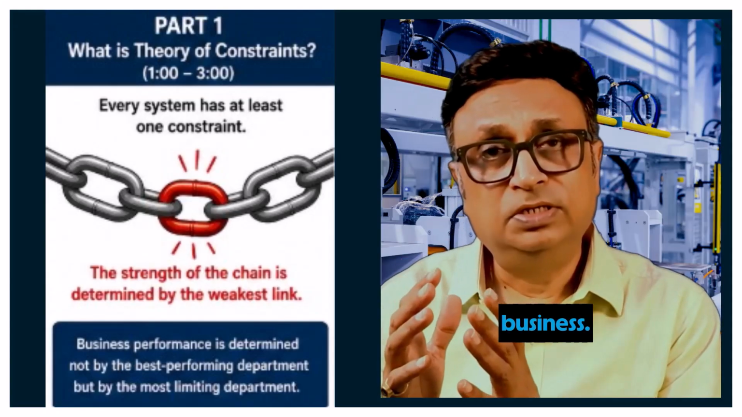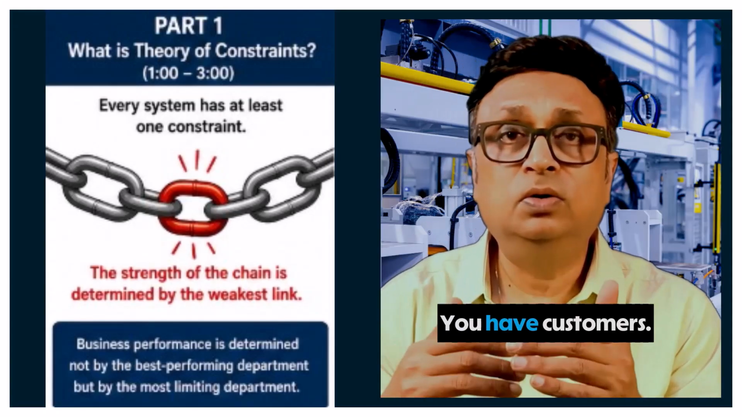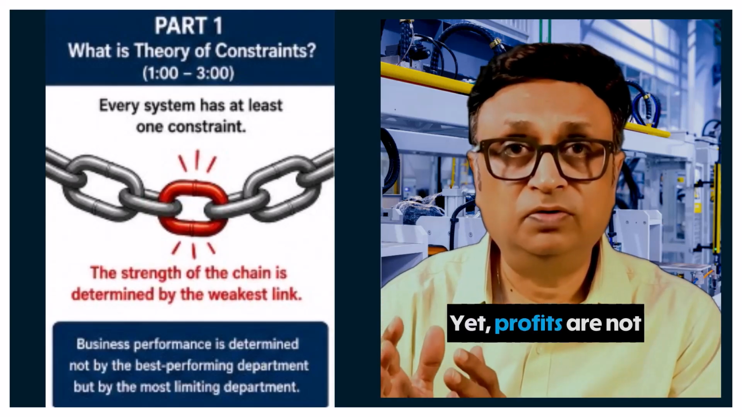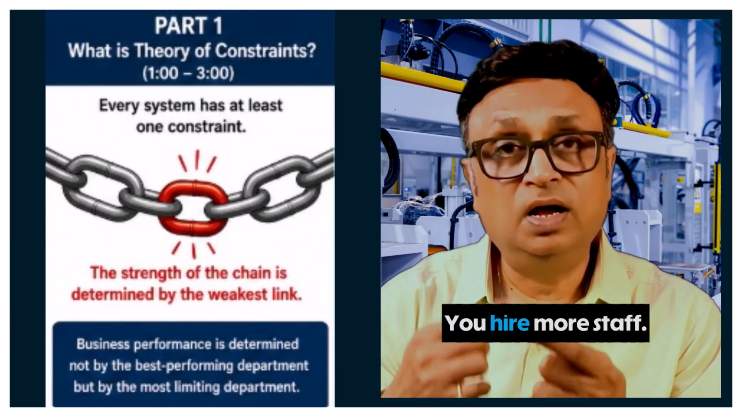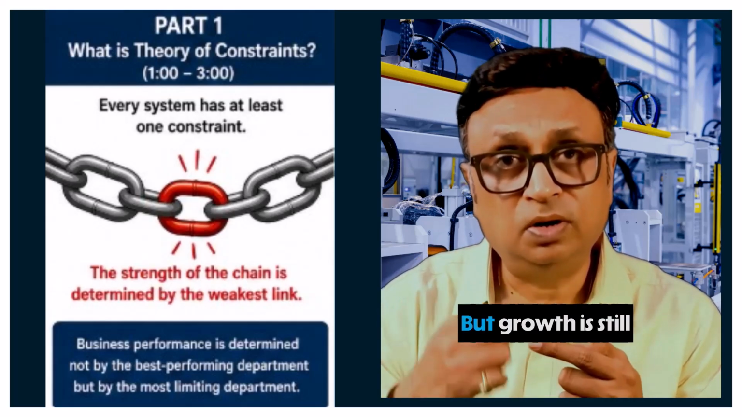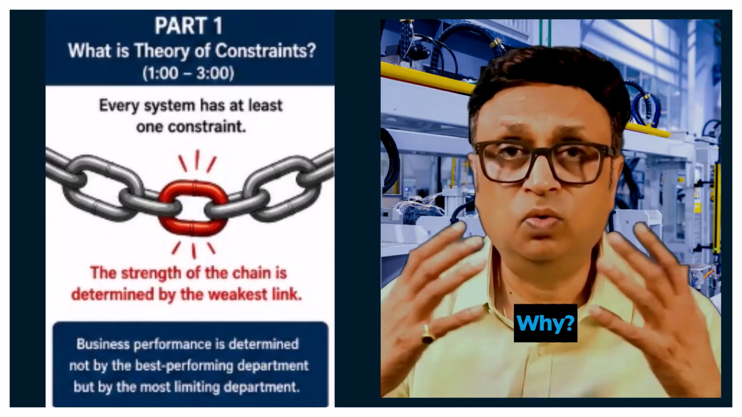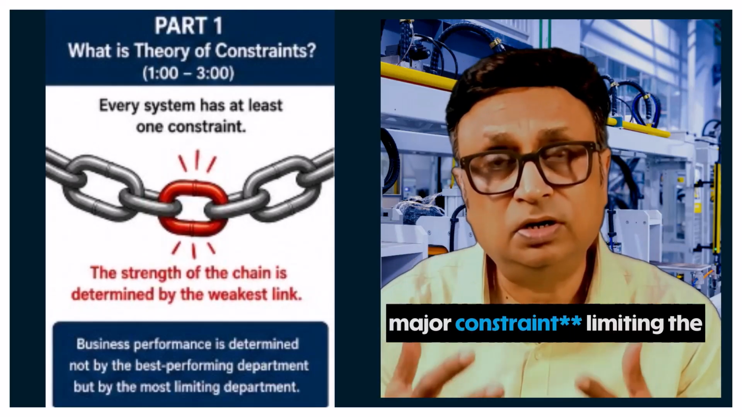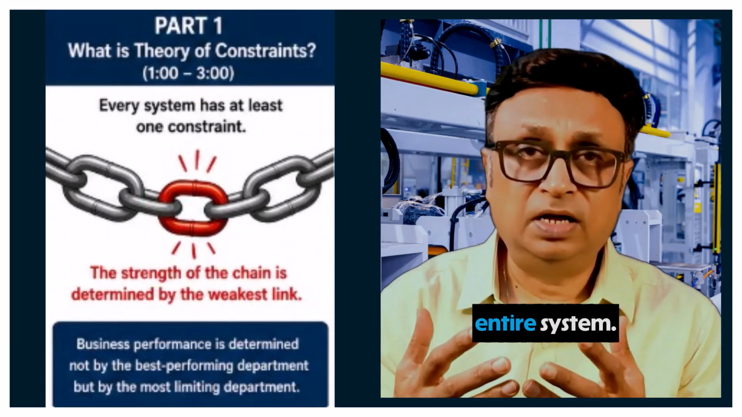Imagine you own a business. You have good products, you have customers, you have employees working hard, yet profits are not growing. You hire more staff, you increase marketing, you buy new machines, but growth is still slow. Why? Because in every business, there is usually one major constraint limiting the entire system.